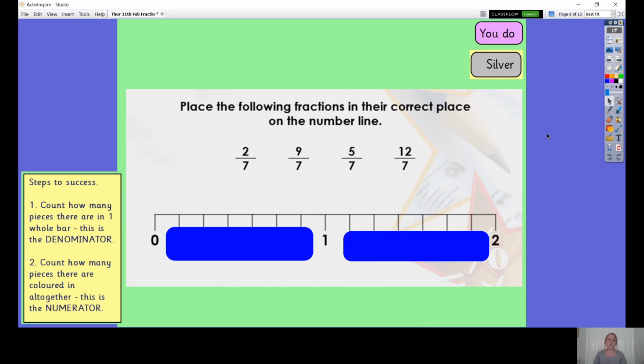Okay, so we need to place the following fractions in their correct place on the number line. Now, I know that you can't draw this easily in your book, so it doesn't have to be set out perfectly. If you've got a ruler, that would be really helpful to just draw a number line, put the numbers that you can see on, and then just put these roughly where they would go on your number line. And I'll show you in a second where they go exactly, and you can see if you're in the right place, okay? So pause here and have a try at that.